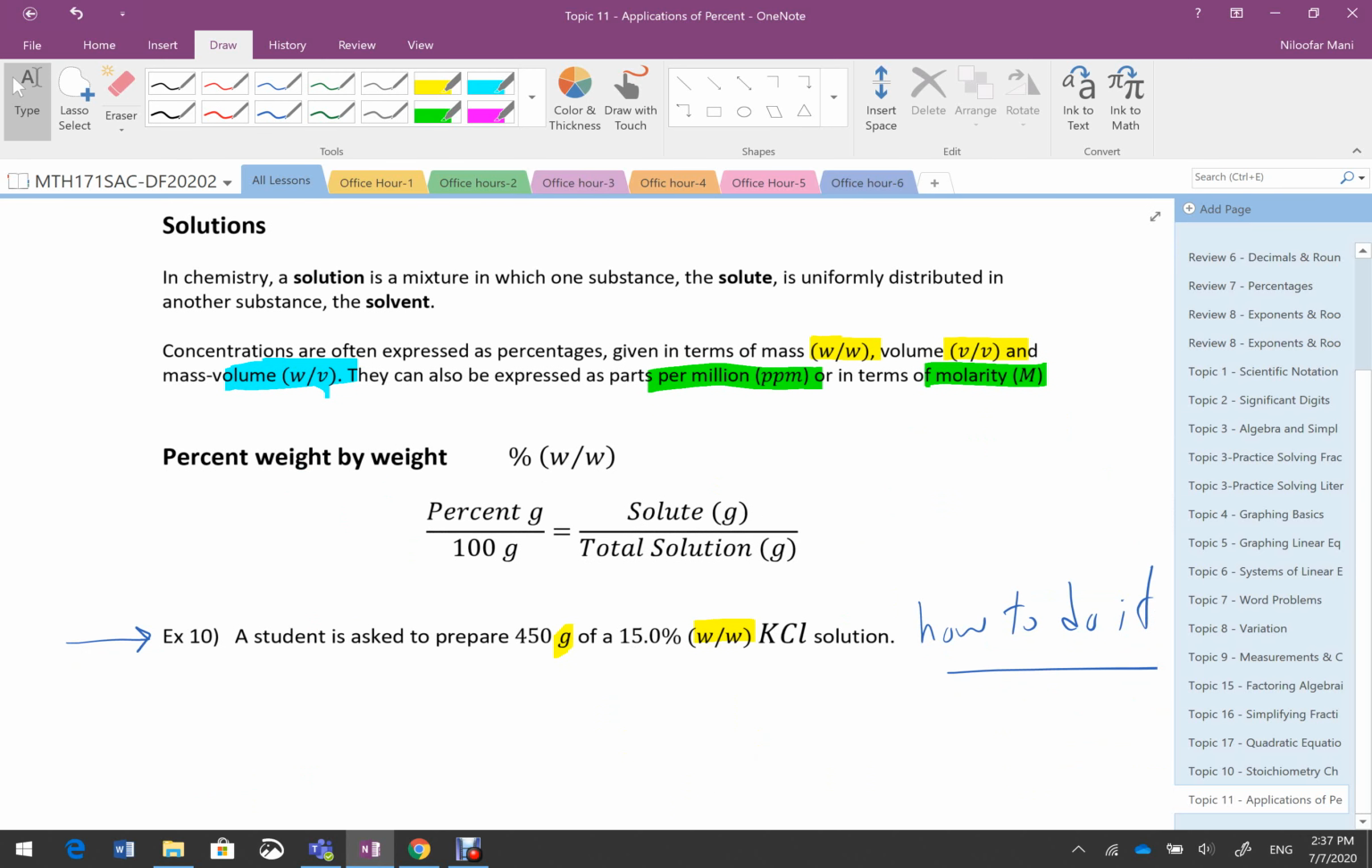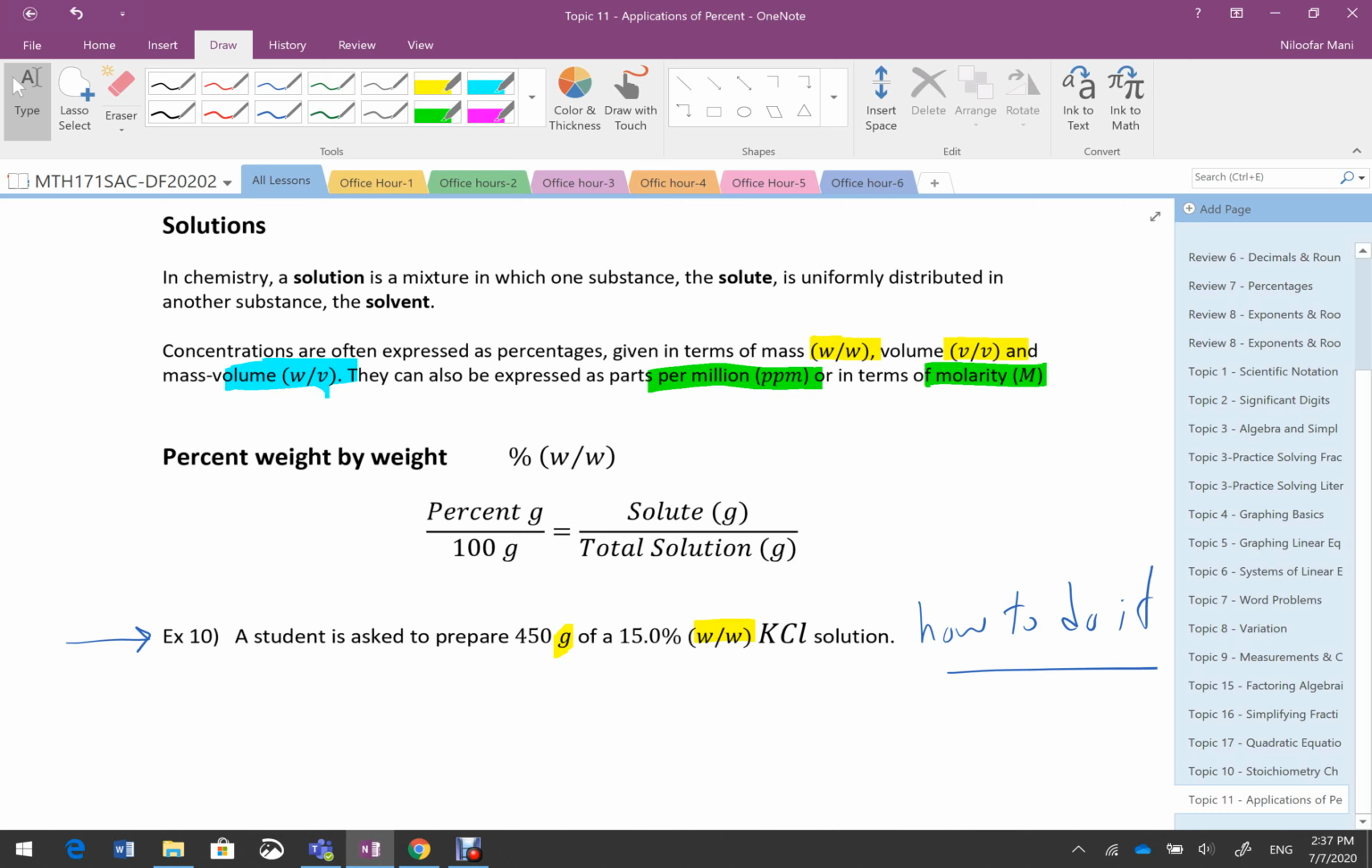So now, in chemistry, a solution is a mixture in which one substance, which is the solute, is distributed in another substance, which is the solvent. The same as sugar in water, salt in water. Concentrations are often expressed as percentage. So mass by mass, because both of them are mass. I have part mass and total mass. Or volume, V by V, because both of them are milliliter, liter, both of them are by volume.